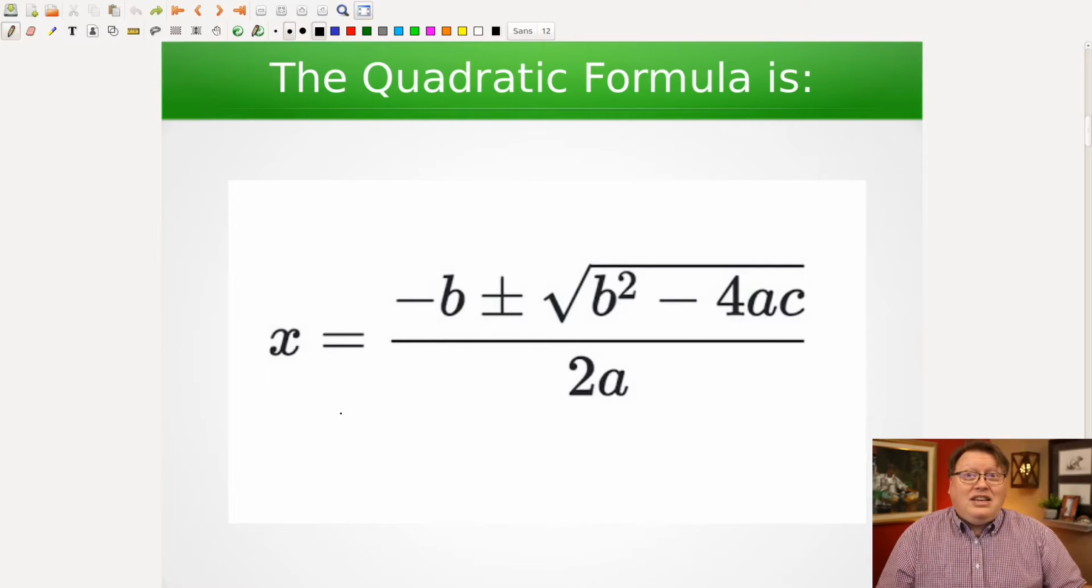Opposite b, plus or minus square root, b squared minus 4ac, all over 2a.